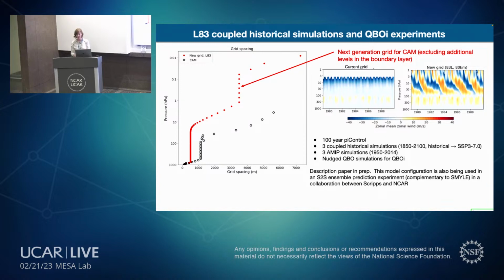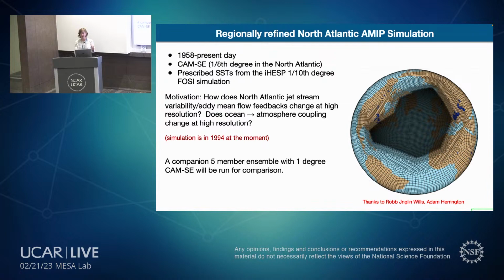There are some AMIP simulations, and Yaga and Nan are also running some nudged QBO simulations for part of the QBO intercomparison project. So these data will hopefully be available sometime later this year. There also is a motivation to run these simulations because there's a big project going on with Scripps where they're using this model configuration for S2S predictability ensemble, which we may hear about more tomorrow at the Earth System Prediction Working Group.